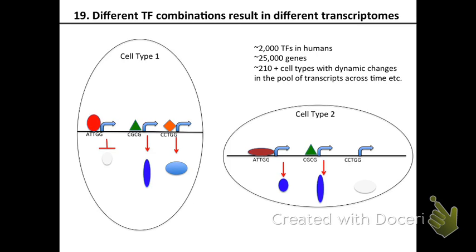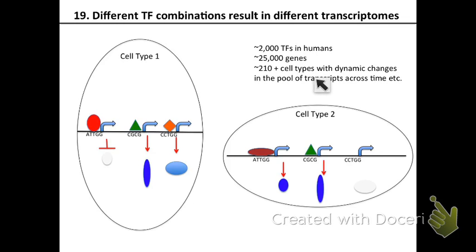Okay? So why is this combination important? It's important because in humans there are about 25,000 genes, and there are about 2,000 transcription factors. So every gene cannot just take one transcription factor for its regulation, right? These transcription factors, first of all, are going to regulate multiple genes. But you also need combinatorial action because these genes need to be regulated differently in more than 200 or 210 cell types that's estimated in humans.